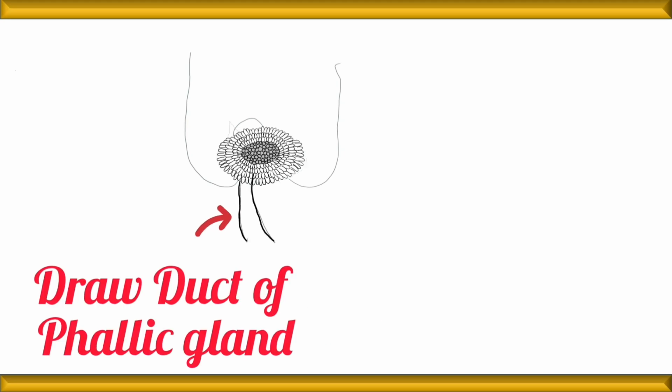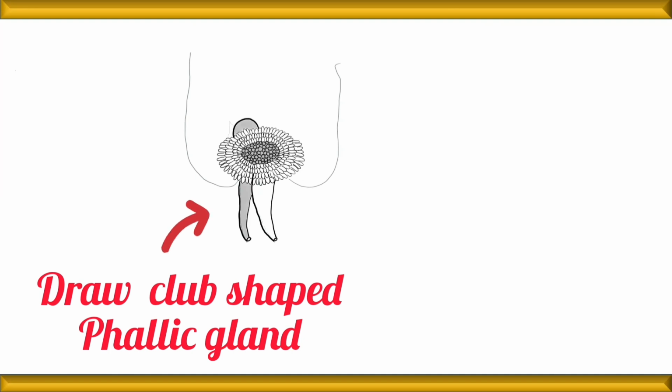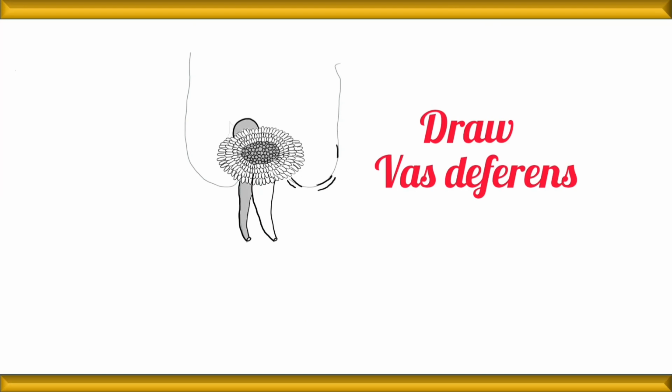First, let us start with the phallic gland duct, which is to be drawn conical in nature. Show the opening of the duct and then the ejaculatory duct continuing from the mushroom shaped gland. So for the phallic gland, draw the dome shaped outline using the semicircle and also shade it. Next, after this, we'll go ahead with the vas deferens.